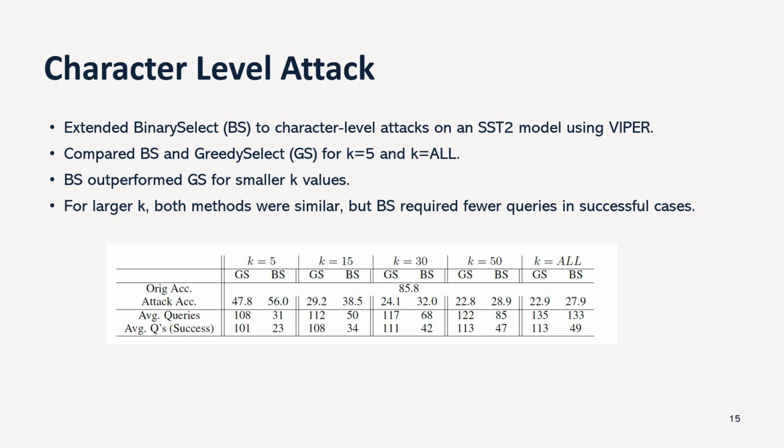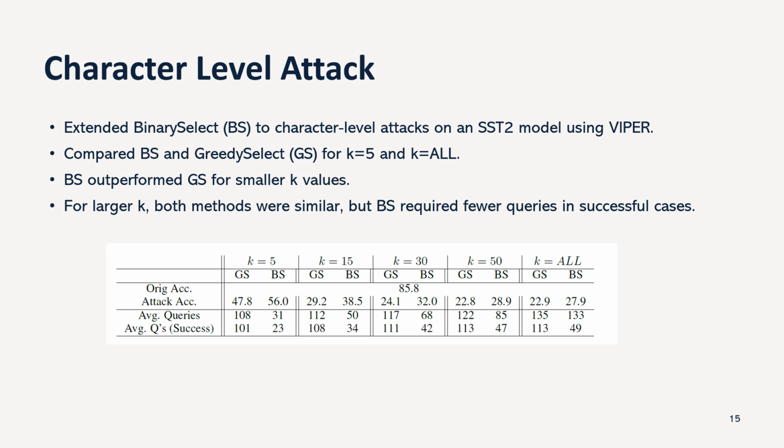We verify the main result of binary select by extending the experiment to character level attacks. Specifically, we target a character level model fine-tuned on SST2, the Stanford Sentiment Treebank, which contains movie reviews labeled for sentiment. We leverage binary select and greedy select to choose which character to modify and use the ECES Unicode replacement from Viper to replace each chosen character. We run the attack for k equal to 5 and k equal to all on the validation set. The result can be found in the following table.